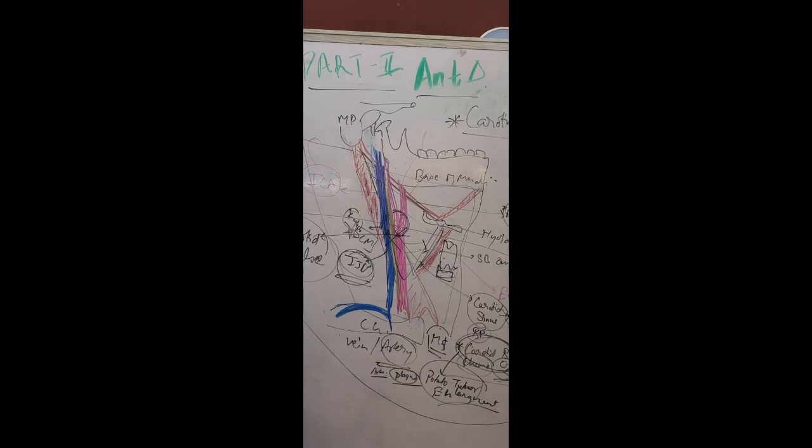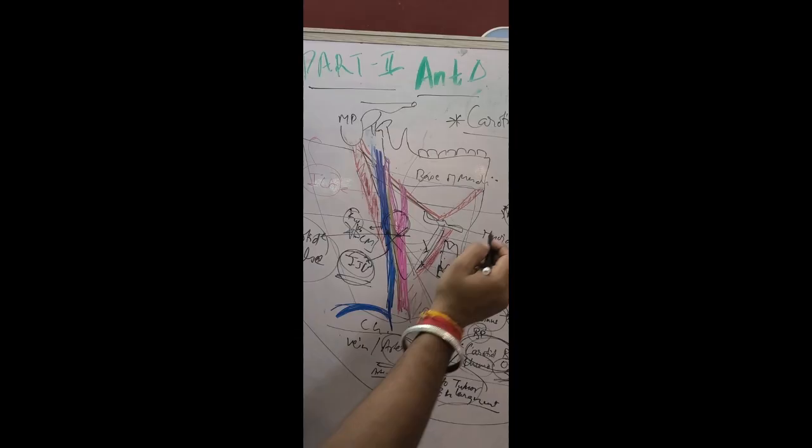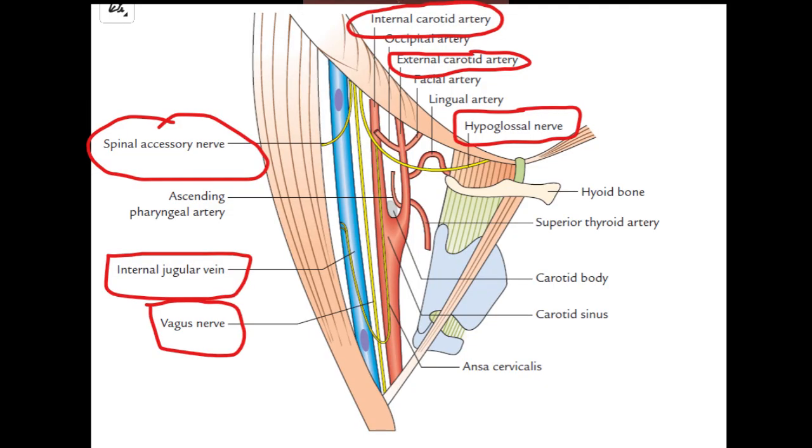Now the question which has not been answered yet: why is the posterior belly of digastric known as the key muscle? Three major vessels and three major nerves are lying posterior to this. That is why it is also called the key muscle of the neck.